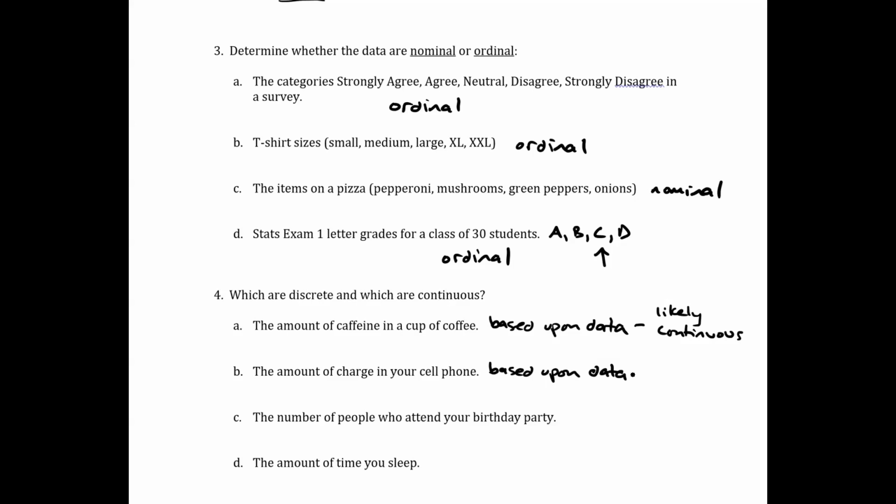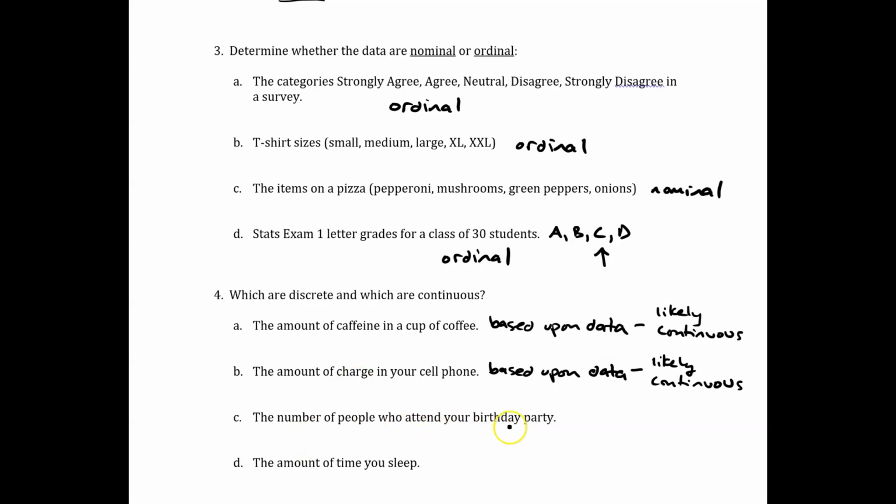And so the phone is probably revealing to you the whole number percentage, but the actual percentage charge left in your cell phone probably does include some fractions or some decimals. And so since you likely would not be restricted to a whole number, I think that I could again say here that this is likely to be continuous, but again, it's based upon the data. If the data are showing us whole numbers, then we would suggest that the charge is a discrete quantitative variable.